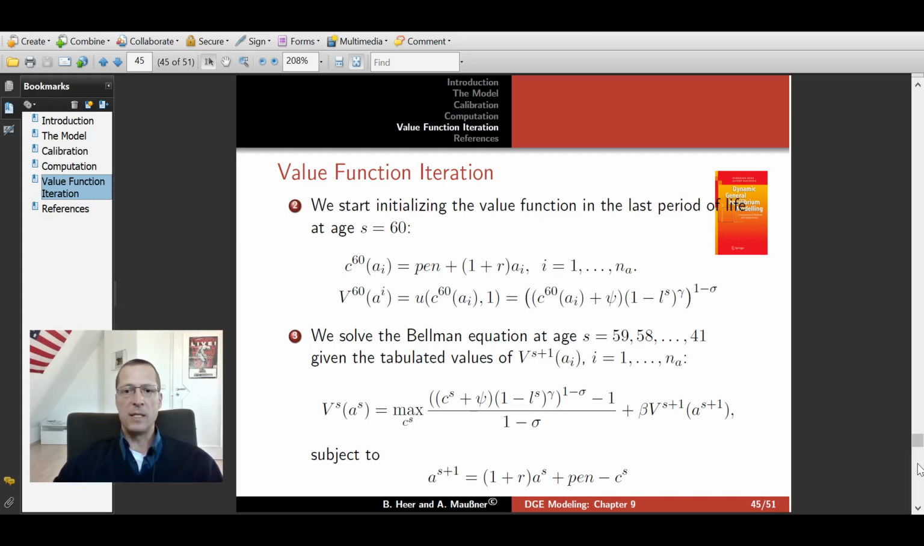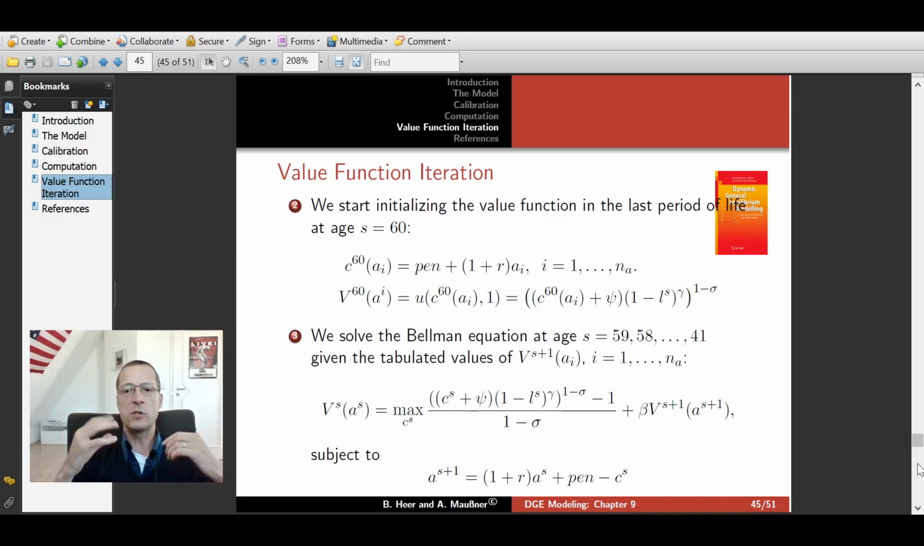Now we take this consumption at age 60, C60 of A_i, and plug it into the instantaneous utility function U of C, 1 minus L. We know that labor supply is equal to 0 in old age, so leisure is 1. That's the second argument of our instantaneous utility function U. And with our consumption C60 of A_i, we can compute the value of the value function at this grid point A_i. We do this for all grid points, and we are done. We have tabulated the value function at age 60.